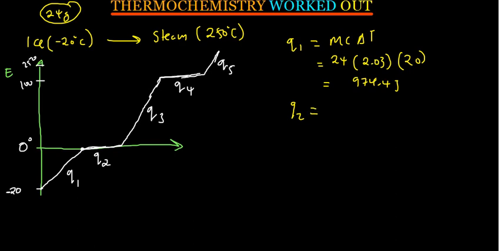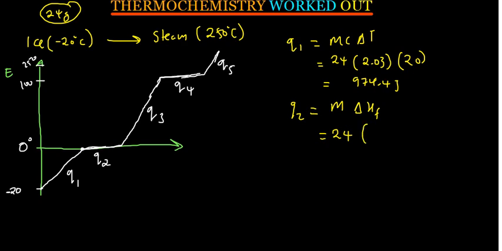Now this is latent heat because you are converting something. That is latent heat of fusion. So that is given by mass multiplied by latent heat of fusion, which I can also write as mass times delta H fusion. So mass does not change, it is still the same 24. Then multiplied by the heat of fusion.